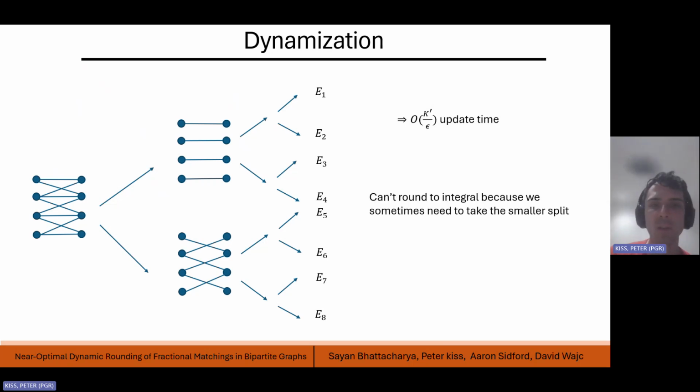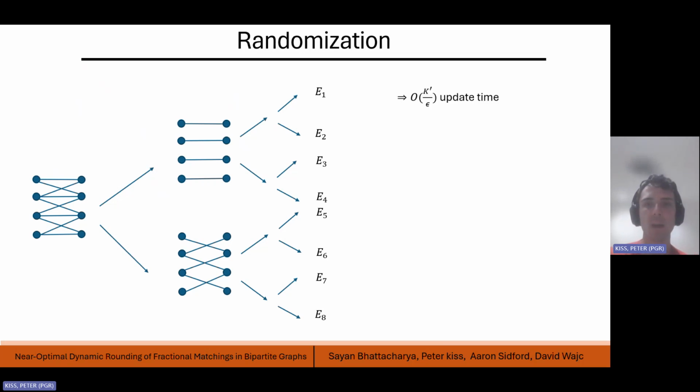Note that it would be tempting to use this framework to round all the way to integral, but note that here we need to use both the larger and the smaller outcome of these rounding steps, not just the larger one, and this doesn't allow us to go all the way to integral.